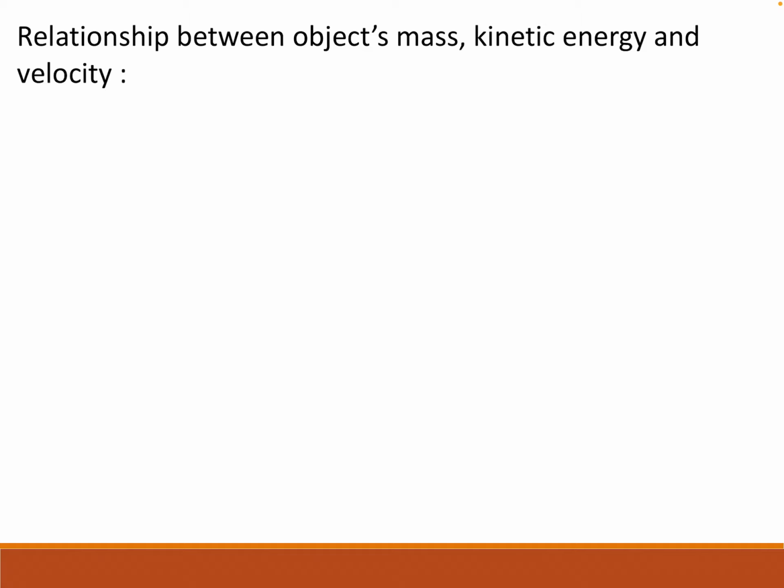Relationship between the object's mass, kinetic energy, and velocity. Well, EK is directly proportional to V squared. Not V. So that means that when velocity doubles, EK will be 4 times bigger. It's the square of the velocity, not just velocity. But it is also directly proportional to mass. So if mass doubles, EK doubles.